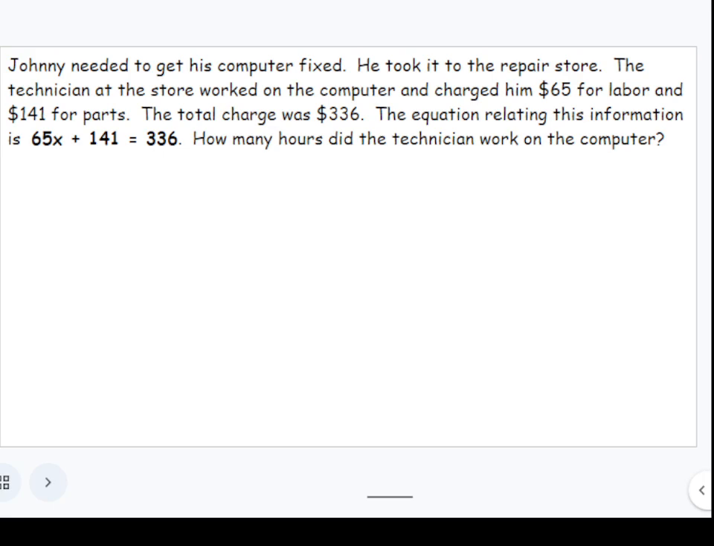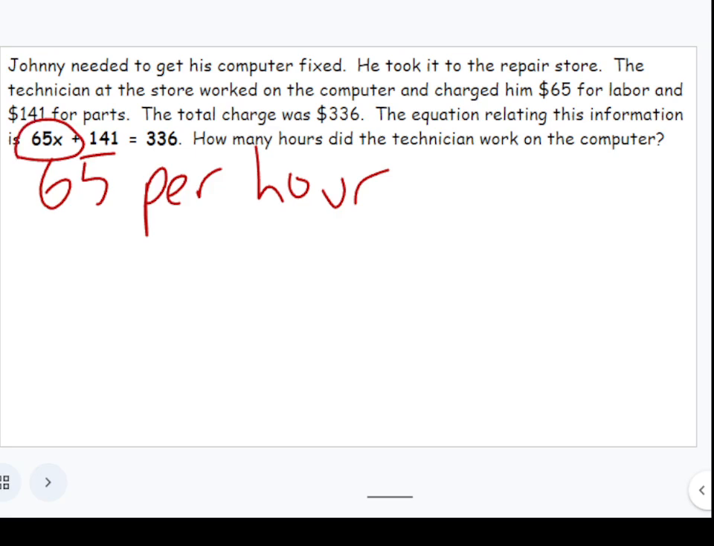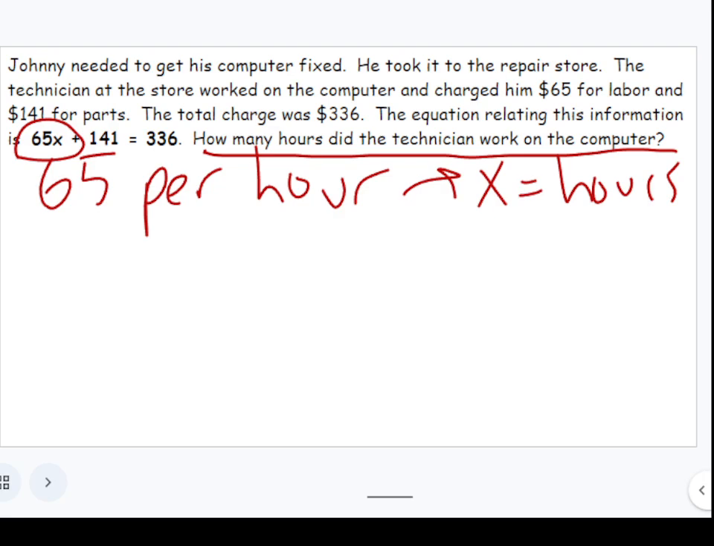So the assumption here is that $65 for labor means that it's $65 per hour that the person has to work on the computer. So to find how many hours, if it's 65 per hour, and in the equation we have 65x, that means that x is hours. x must be hours. And what it's asking for in the problem suggests this. How many hours did the technician work on the computer? The only unknown that we have right now is our x. So that must be the hours. So we're going to solve for x to figure out how many hours.